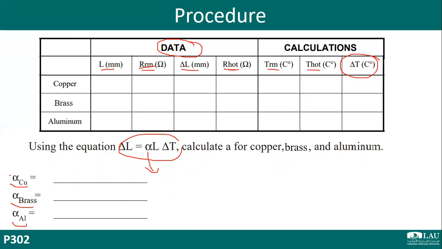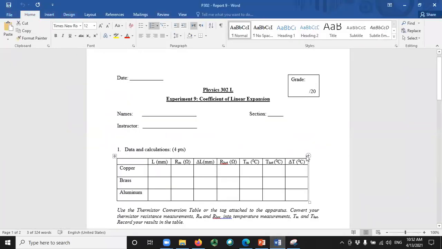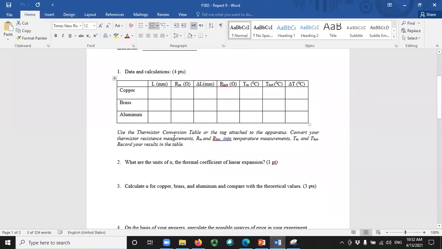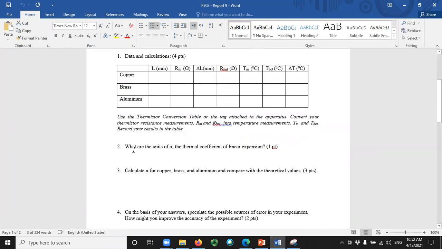Okay, and of course, don't forget to report the error on alpha, the error on alpha copper, alpha brass, and alpha aluminum. Now, regarding your lab report, first you need to fill the table. Don't forget to add all the errors. Now, what are the units of alpha? Based on the equation, what do you expect the unit of alpha would be?